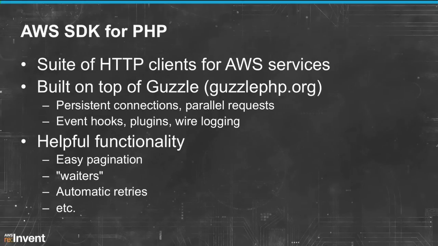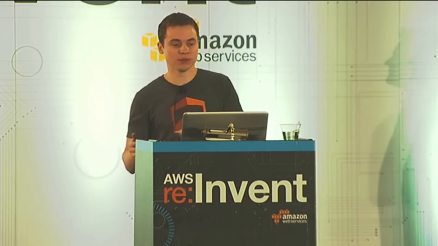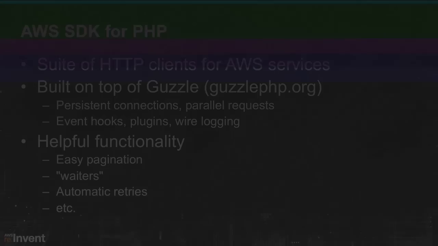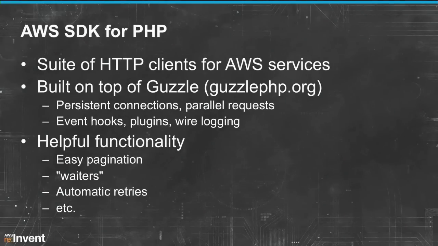In addition to all these great features that we get from leveraging Guzzle, Guzzle also gives us an event-driven hook system. So you can plug into certain lifecycle events of a request and add in custom business logic that you might need for your application. Also, the SDK exposes various high-level functionality that you can use, and we'll cover a lot of the high-level features of the SDK throughout the talk.